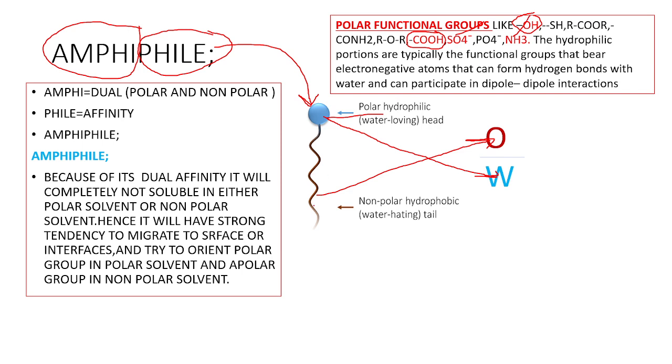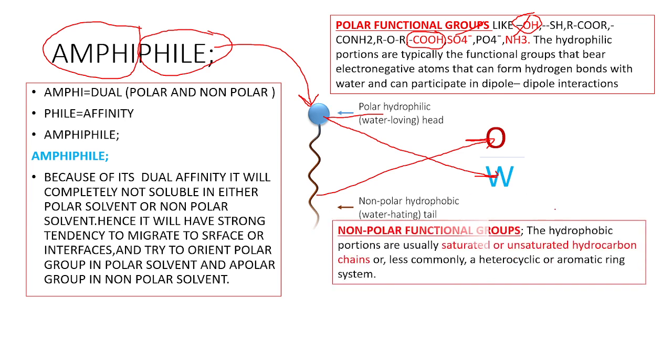Next, the non-polar nature of the tail is due to the presence of saturated or unsaturated hydrocarbons. Saturated means carbon-carbon single bonds. Unsaturated means there will be a double bond between the carbons. This is about the basic structure of an amphiphile.